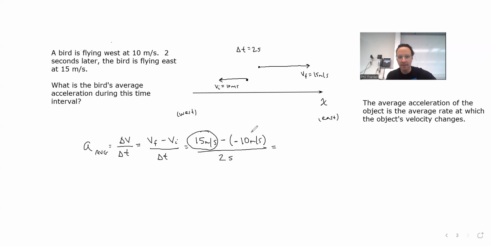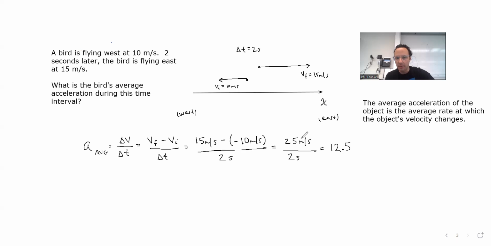Final velocity is positive 15. I subtract the initial velocity, which is negative 10. And 15 minus negative 10 is positive 25 meters per second, which I then divide by 2 seconds. Okay, 25 divided by 2 is 12.5.